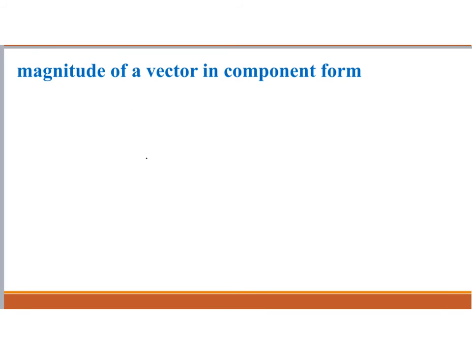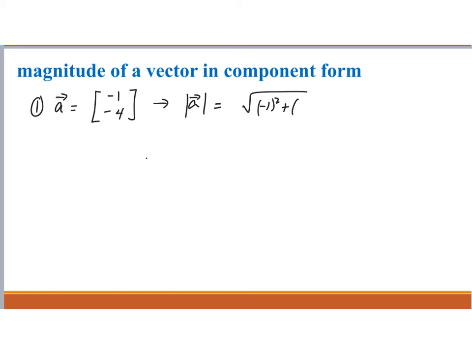Let's have a couple more examples. Find the magnitude of, let's say, A equals -1, -4. Then the magnitude of A would simply be the square root of -1 squared plus -4 squared, and that's equal to square root of 17.